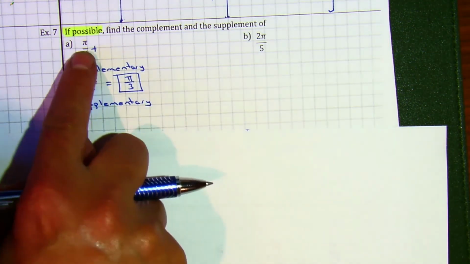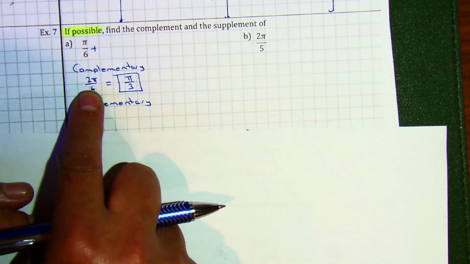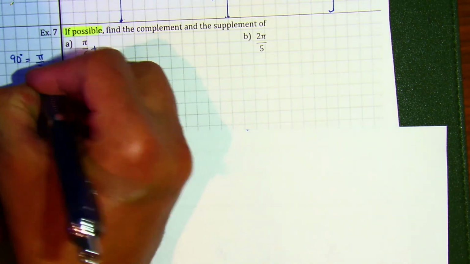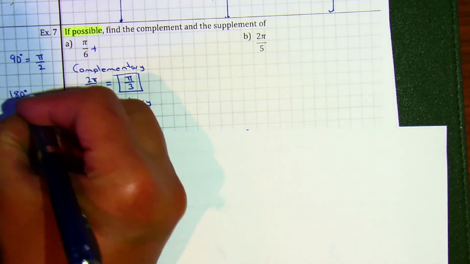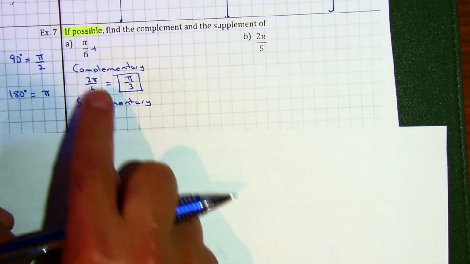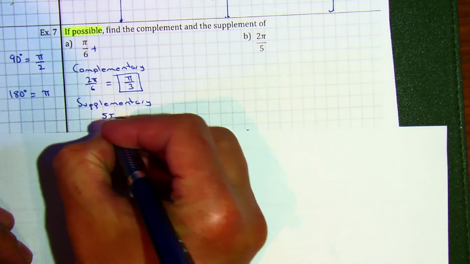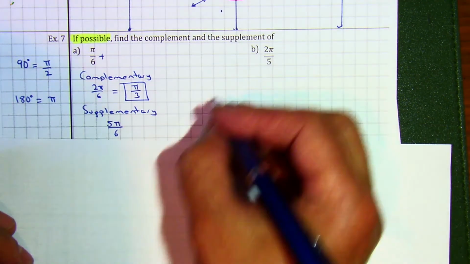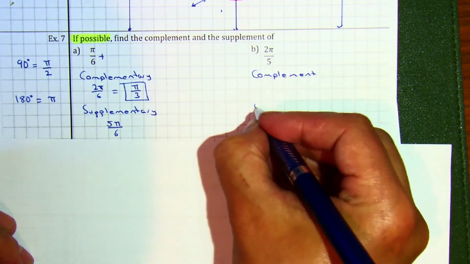If you add pi over 6 plus 2 pi over 6, that gives me 3 pi over 6, which is 1/2. Remember that 90 degrees is equal to pi over 2, and that 180 degrees is equal to pi. So therefore, what do we need to add to pi over 6 to end up with pi? 5 pi over 6 will be the supplementary angle, or the supplement. So the complement and the supplement.